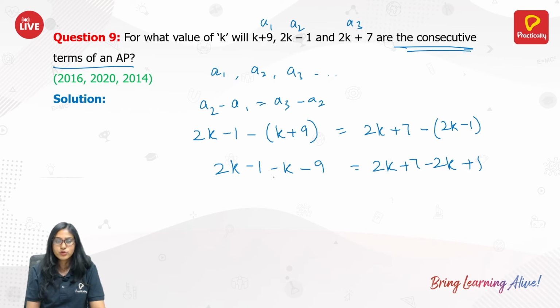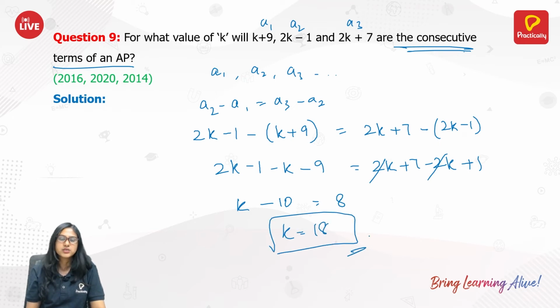So 2k minus k is k, minus 1 minus 9 is minus 10. Now 2k minus 2k, this is gone. So 7 plus 1, 8. K equals 80. Super easy. You might get this for 2 marks because as much as I've seen these 3 papers, it was for 2 marks only. One was given as a multiple choice question.